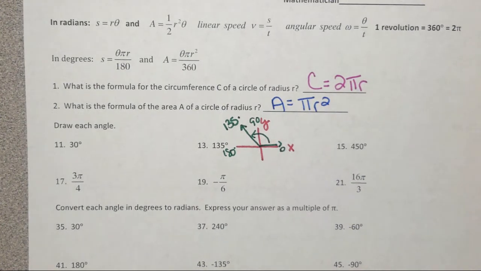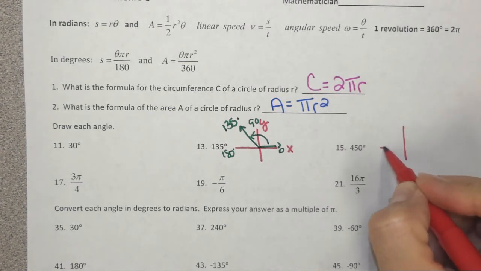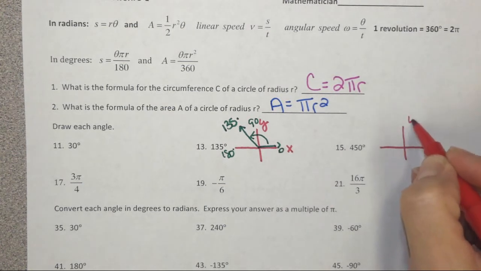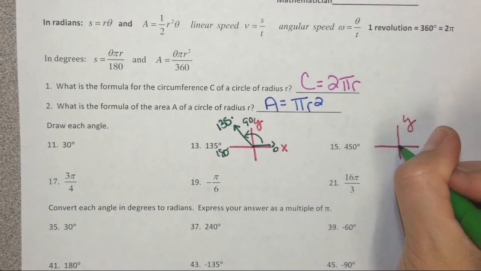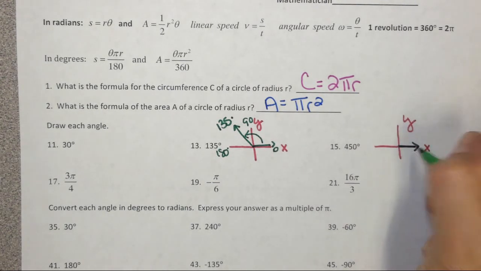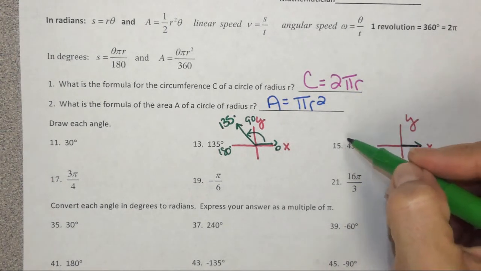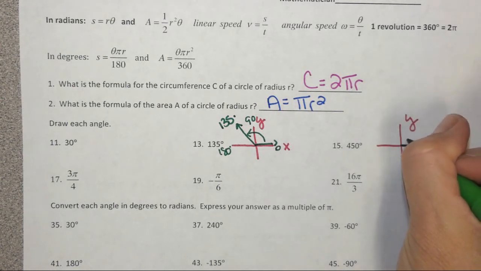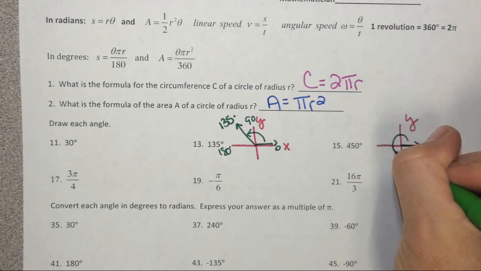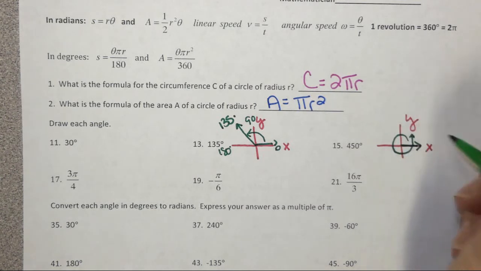Okay. Let's go look at number 15. If you were to do number 15, again, you start the same way. I need an x-axis and a y-axis. My initial ray has to go on the positive x-axis. Because it's telling me to go 450 degrees positive, I'm going to swish this direction. I'm going to go more than 360.